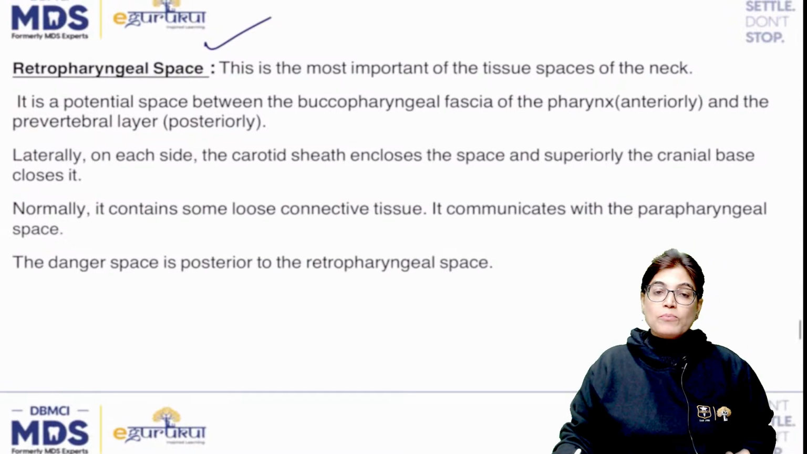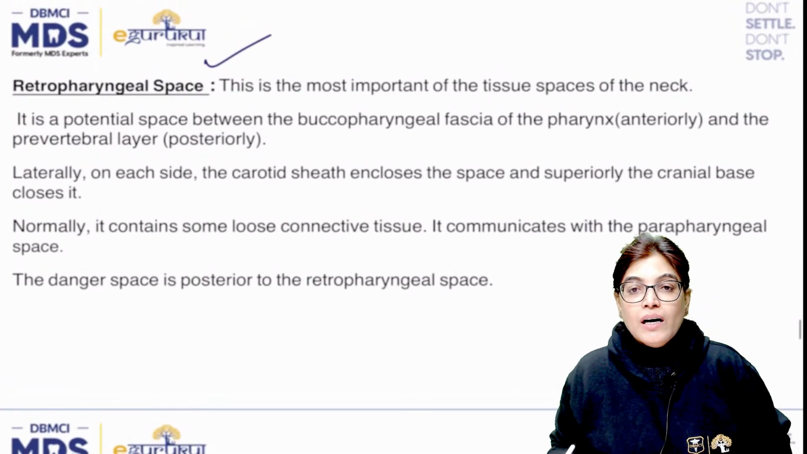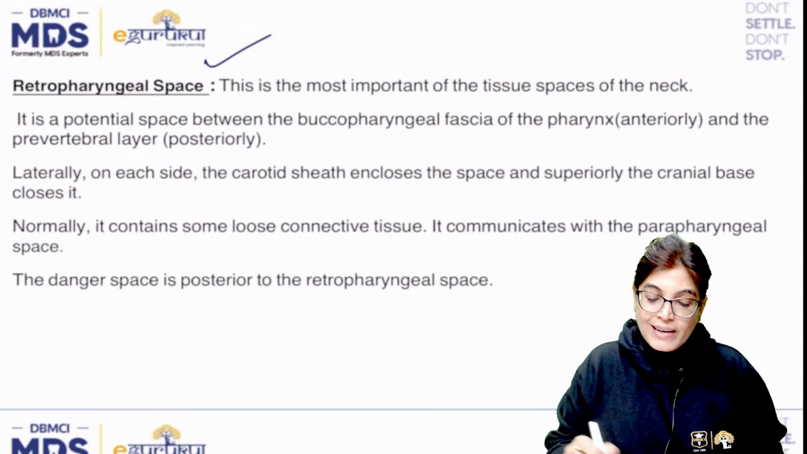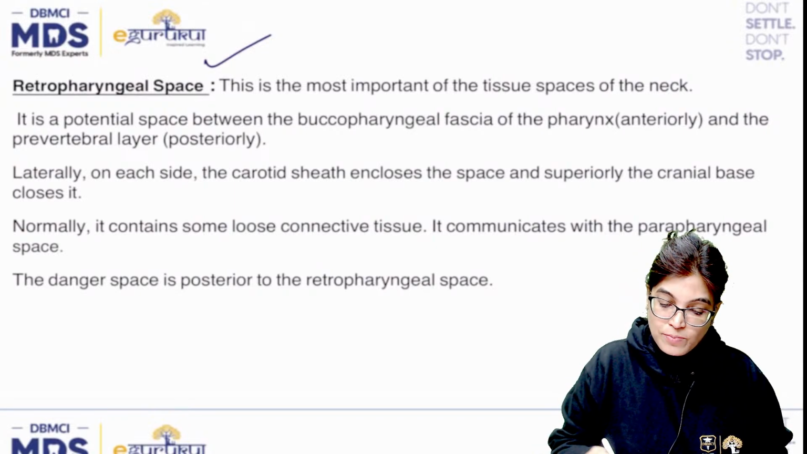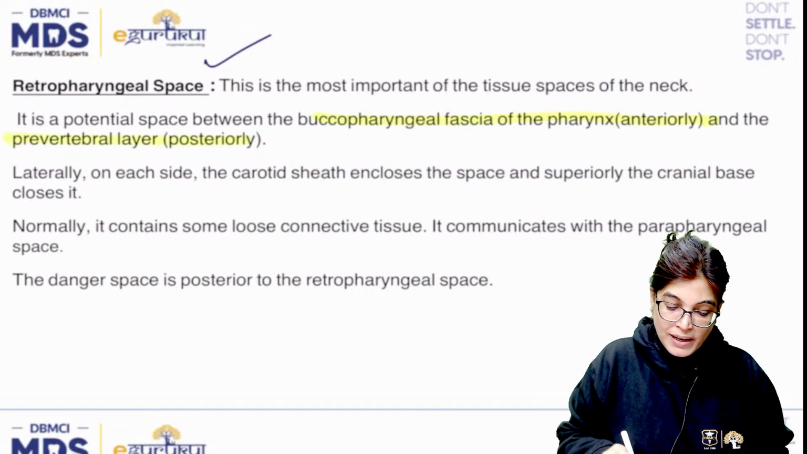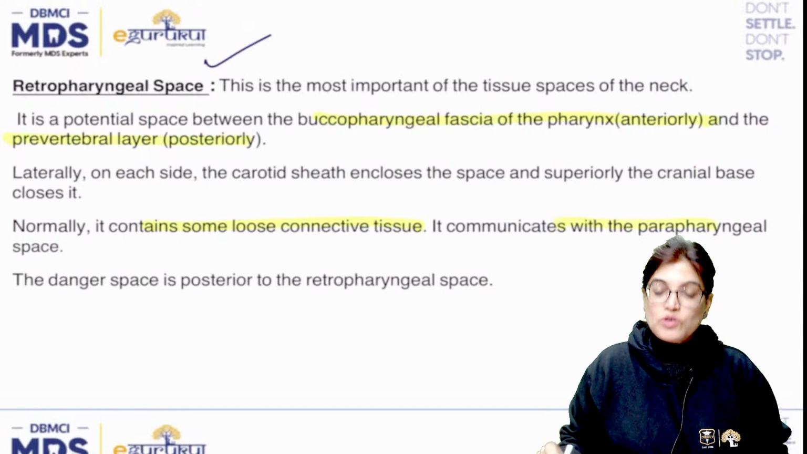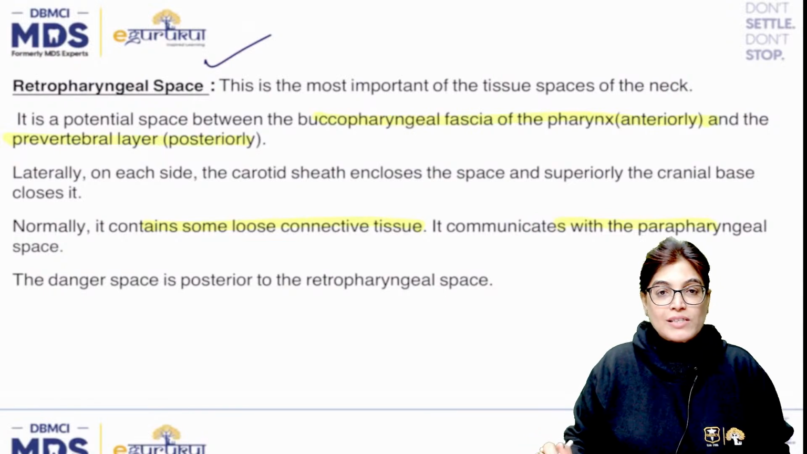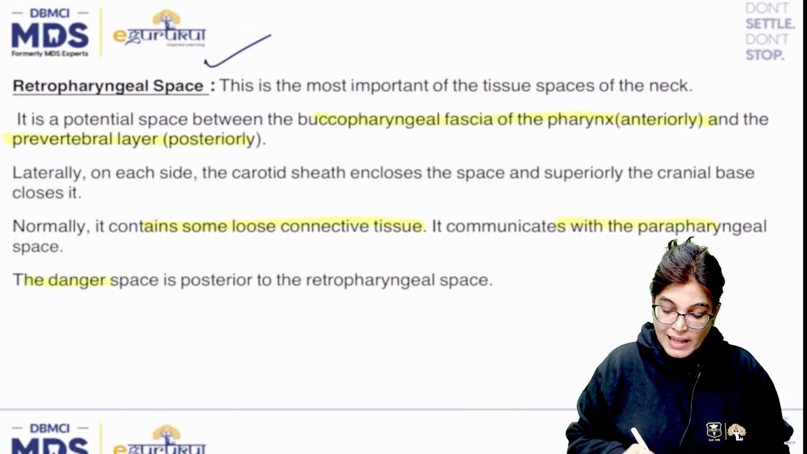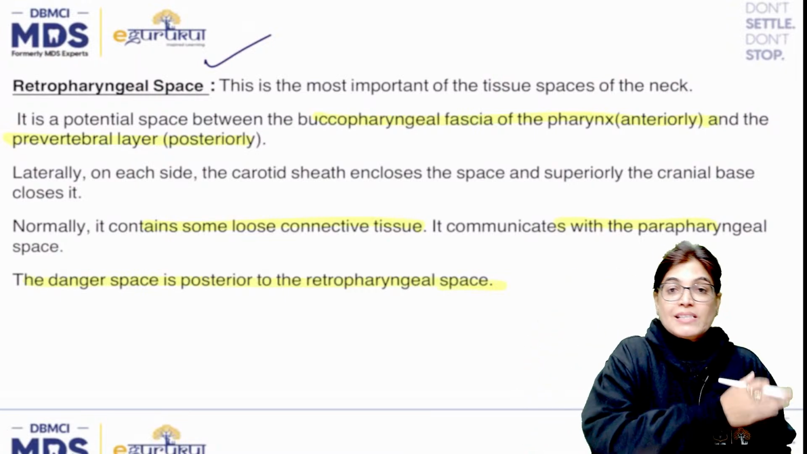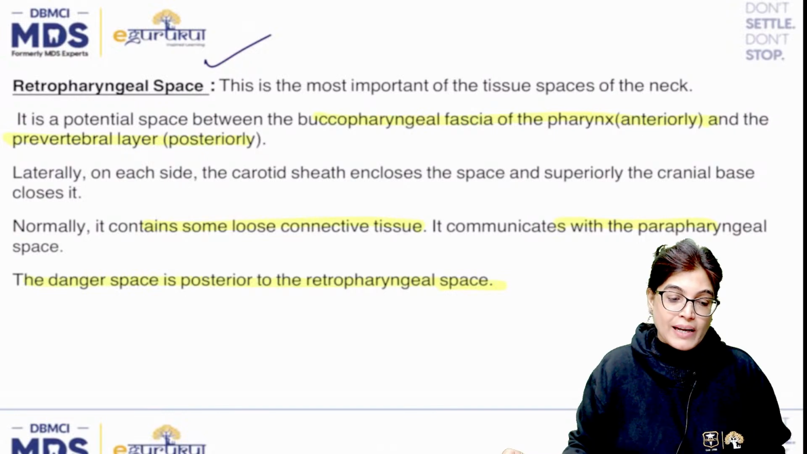Retropharyngeal space is the most important tissue space around the neck. It is a potential space lying between the buccopharyngeal fascia on the anterior aspect and perivertebral fascia or alar fascia on the posterior aspect. It contains loose connective tissue and it can communicate with parapharyngeal spaces. Danger space is lying posterior to retropharyngeal space. Please don't get confused. Retropharyngeal space is separate from the danger space of the neck.